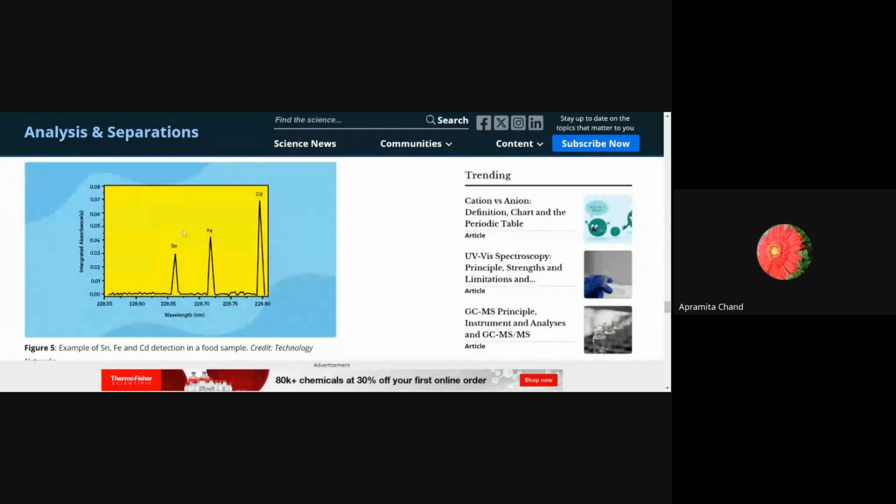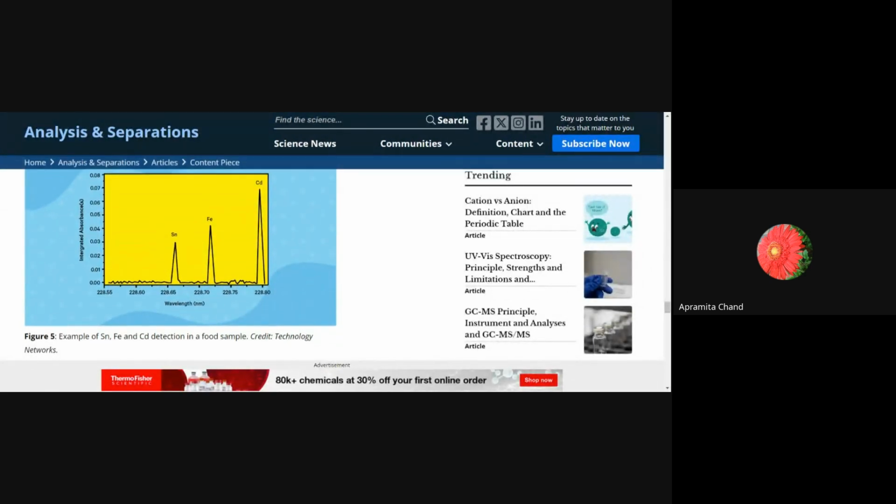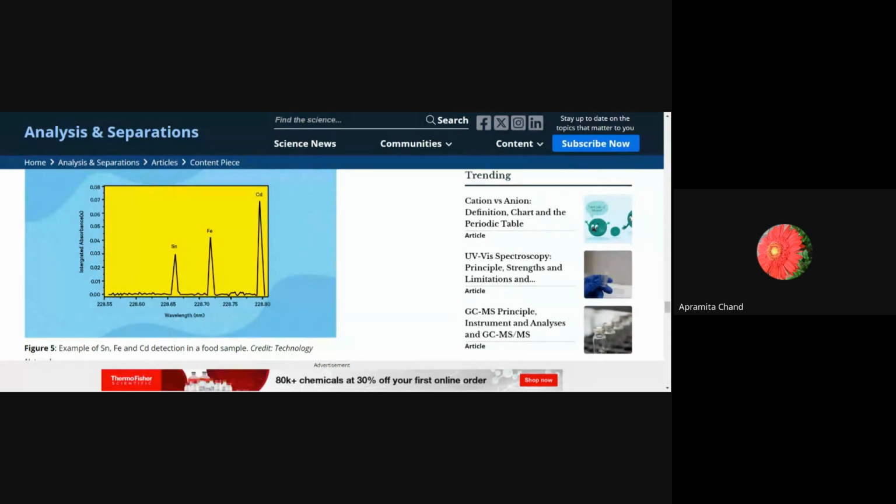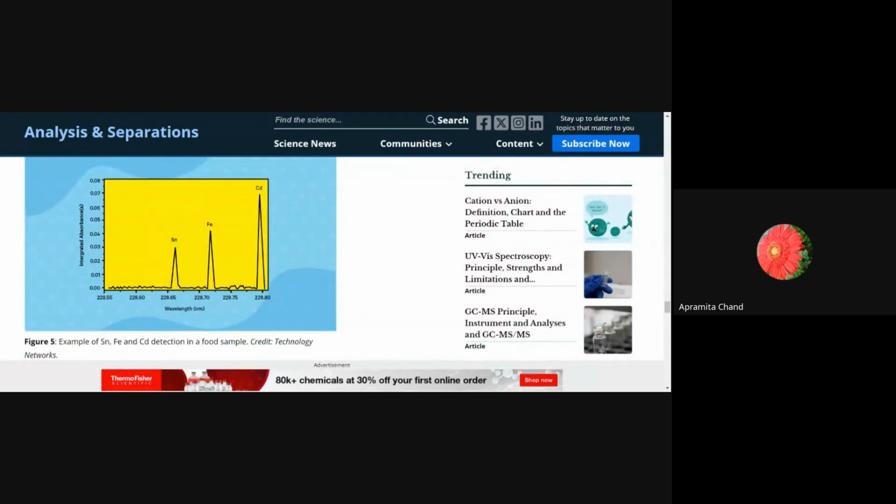So as you can see here, tin, iron, and cadmium detection in a food sample. This was recently coming up in science news, that AAS has been used to find out the detection of these kinds of elements in the food sample. As we have mentioned, this is the kind of spectra that happens, and it is the integrated absorbance versus wavelength. So such kind of spectra are obtained in AAS.